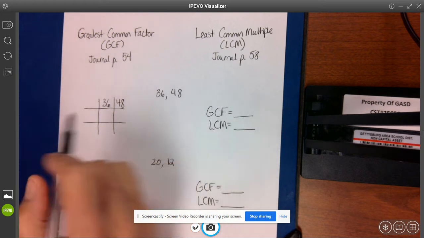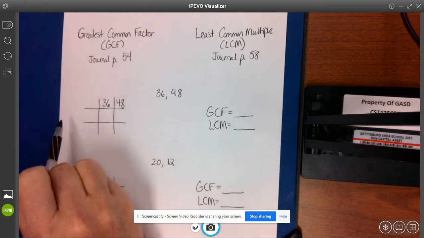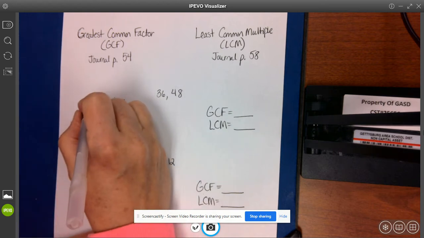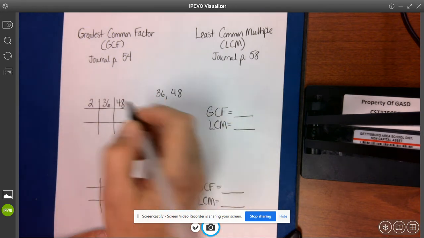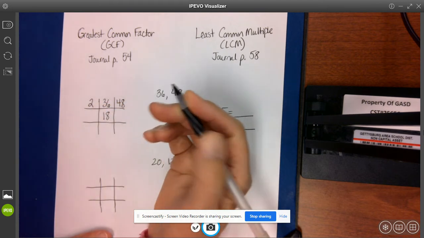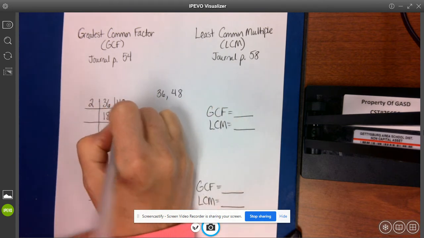And you want to find a factor that will go into 36 and 48. And of course, if you use your divisibility rules, I know right away that these are both even numbers. You can try any number you want, but I'm going to try 2. And 2 goes into 36 18 times. You may have to use a calculator to solve that. 2 goes into 48 24 times.